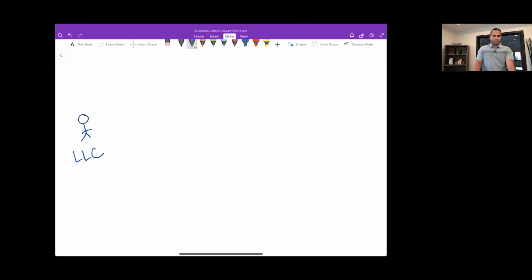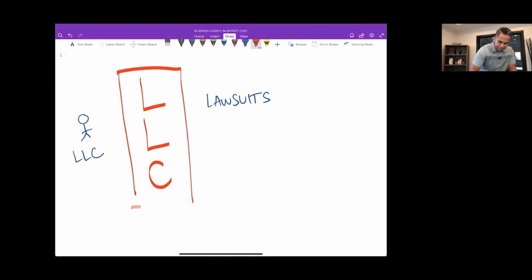But the number one thing to understand with an LLC is that it's going to give you liability protection. So if there are any lawsuits that come against the business, okay, I'm going to take that LLC and put it right here because now it is going to be in between you and all of this liability, right?